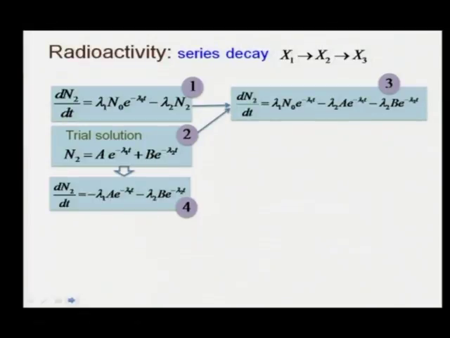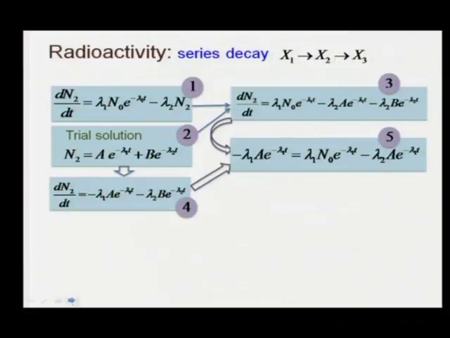So, the right hand side should be the same, right? The right hand side in equation 3 has 3 terms, equation 4 has 2 terms. The second term in equation 4 and the third term in equation 3 are the same, lambda 2 B exponential minus lambda 2 t. So, when we equate the right hand sides of 3 and 4, we drop these because they are exactly the same, and equate the rest.